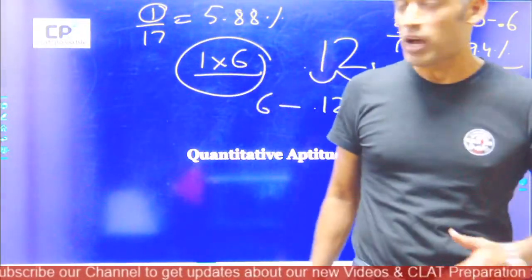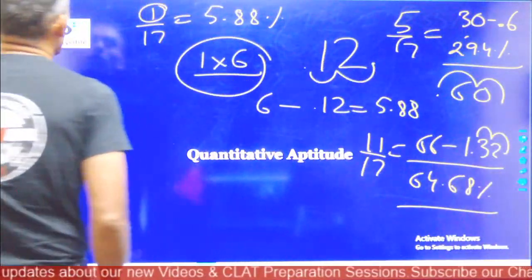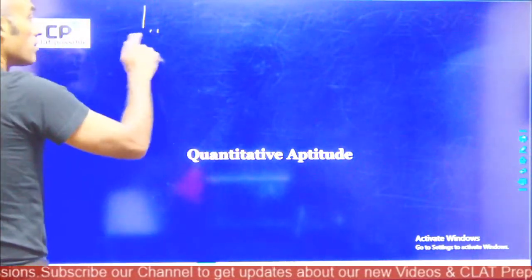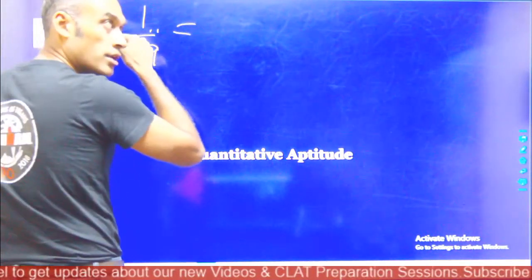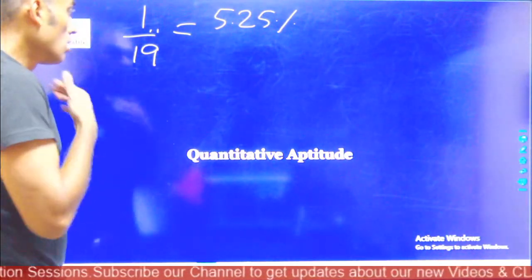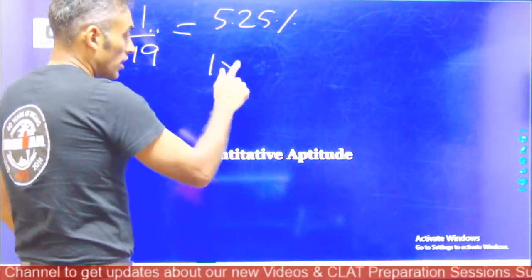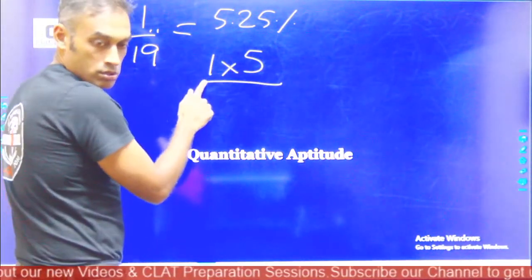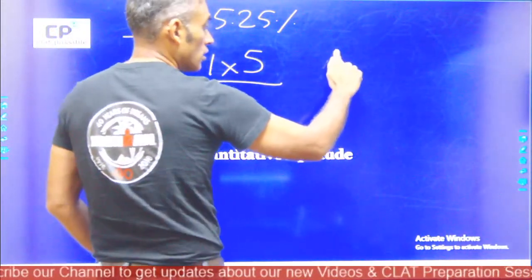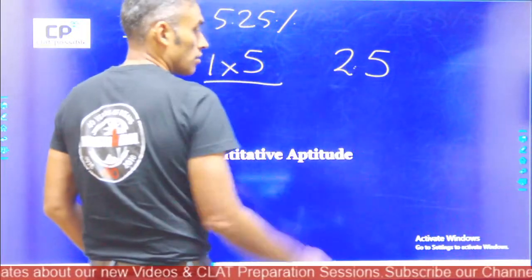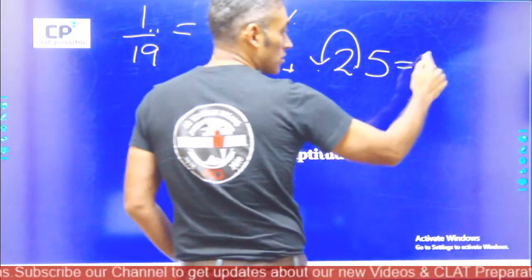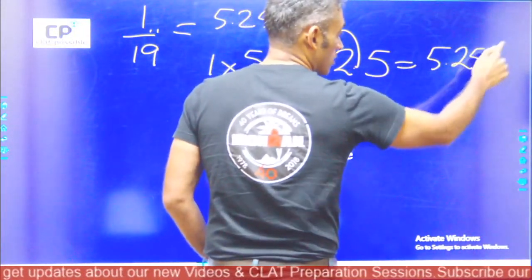Understood? Similarly, if you have a value like, let's say, 1 by 19. Now 1 by 19 is 5.25%. So the trick here is you multiply the numerator by 5, 1 into 5, right? And what is half of 5? 2.5. And do one decimal shift. So the number will become 5.25%.